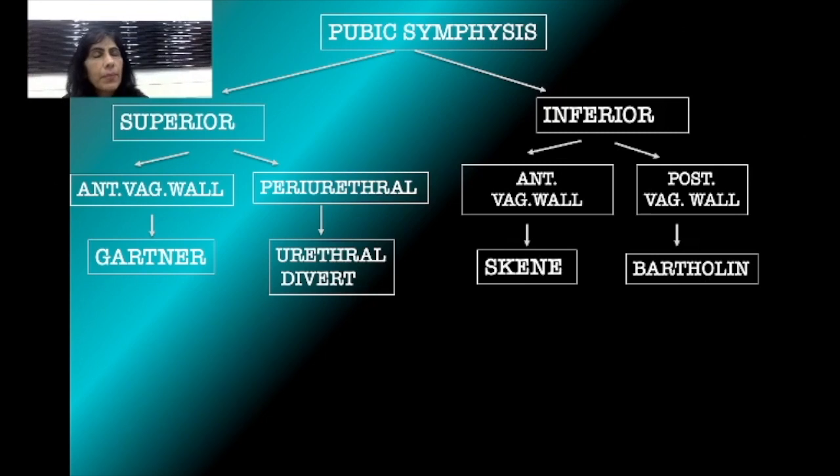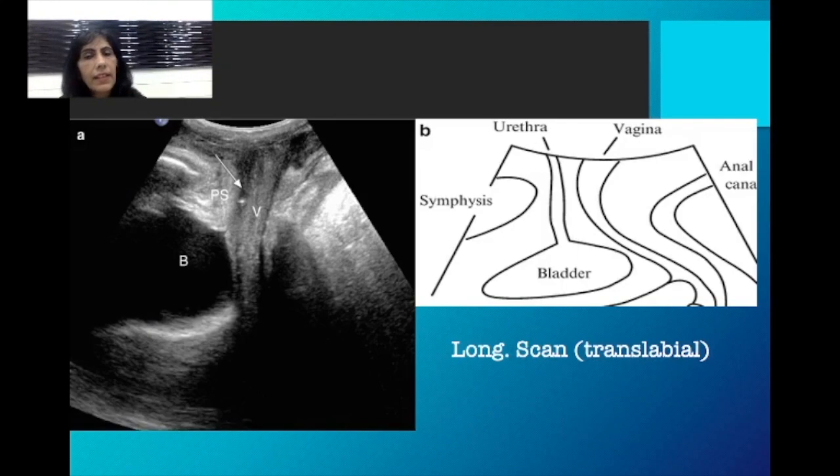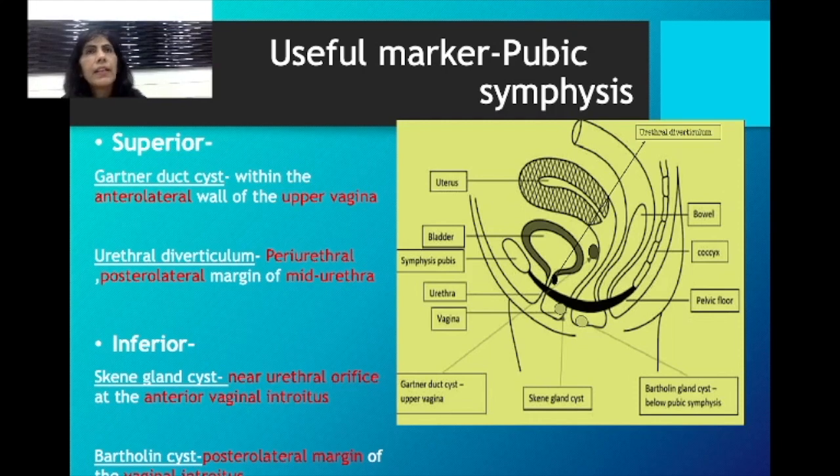I have not taken up all the masses related to the vagina, or talked about cystocele and rectocele. Maybe some other time I'll take a small topic related to that. But for now, we just talk about these four cystic lesions and how to differentiate between them, and knowing the importance of the pubic symphysis, which can help us in differential diagnosis. So I hope this would be helpful for you all. And whenever you are seeing a cystic lesion in the vagina, you will be able to differentiate it more clearly.